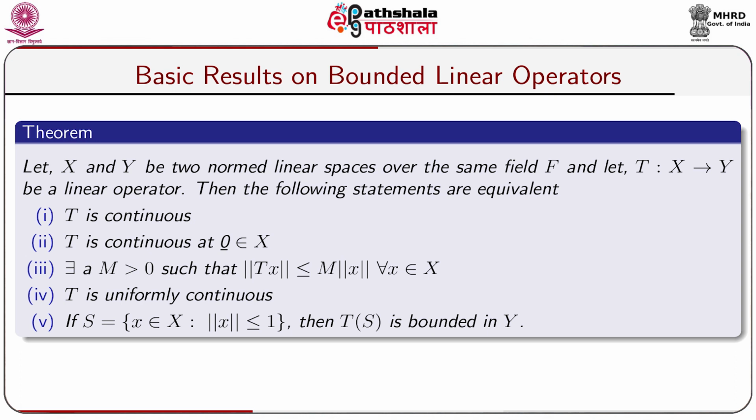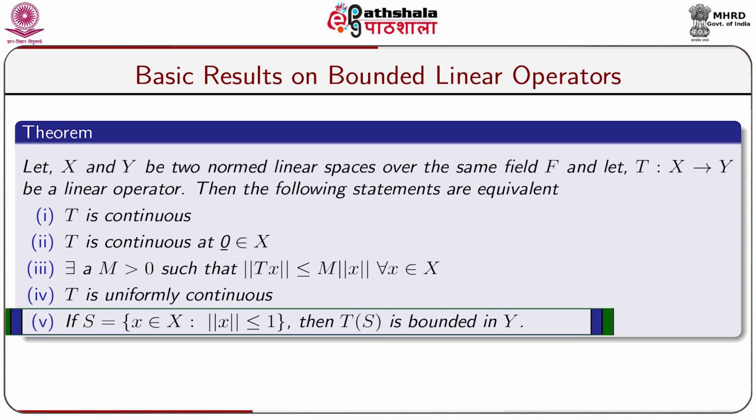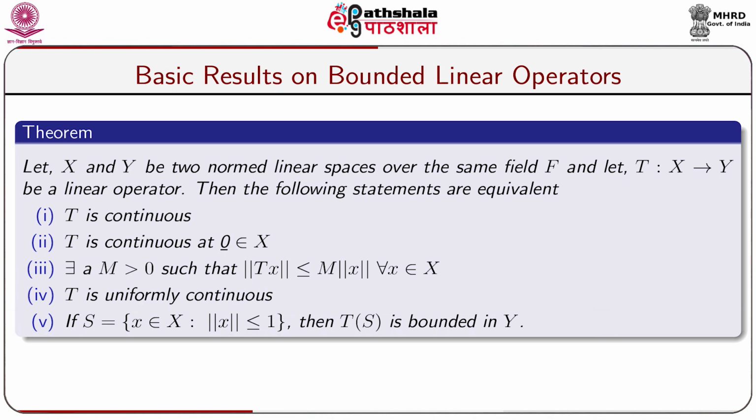Now, let us take a theorem. Let X and Y be two normed linear spaces over the same field of scalars F, and let T be a linear operator from X to Y. Then the following statements are equivalent. Number 1, T is continuous. Number 2, T is continuous at the 0 vector of X. Number 3, there exists a constant M greater than 0 such that norm of Tx is less than or equal to M into norm of x for all x belonging to X. Number 4, T is uniformly continuous. Number 5, if S is the collection of all elements x belonging to X such that norm of x is less than or equal to 1, then T(S) is bounded in Y.